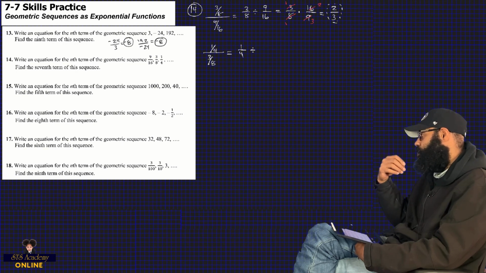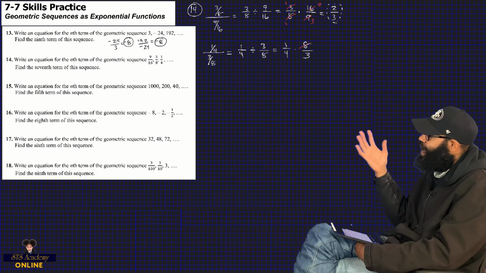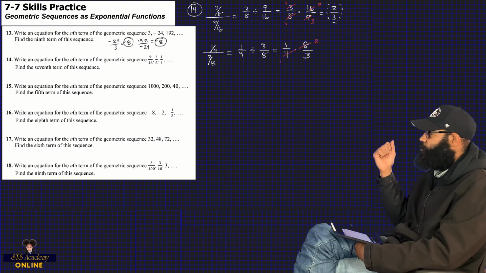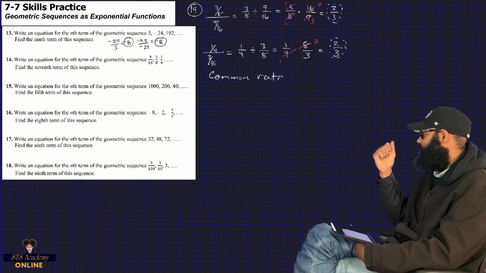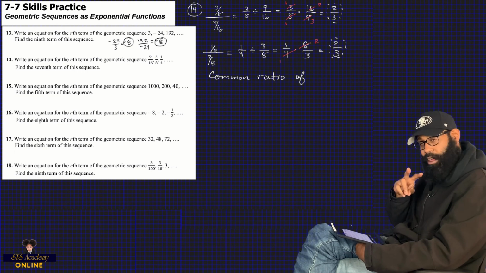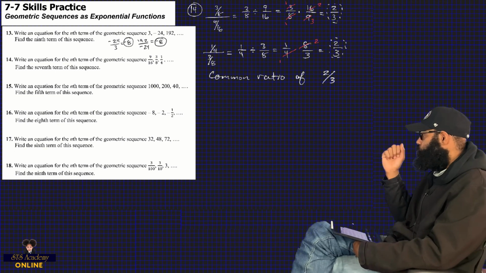Now, my next one needs to be 2/3, and we should be able to pluck it out just as fast. 1/4 divided by 3/8. Go ahead and rewrite the first, change the division to multiplication, and take the reciprocal of the second fraction. 1/4 times 8/3. Cross simplifying. And again, looking good to me. I got 2/3 once again. So that is twice. We got common ratio, 2/3.